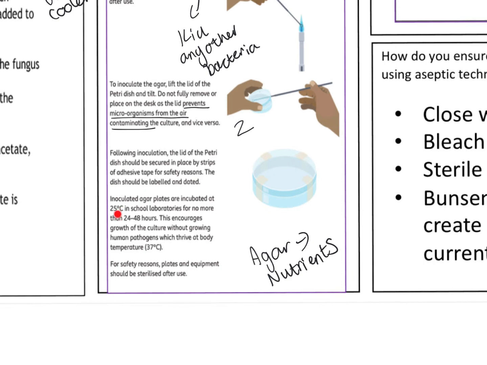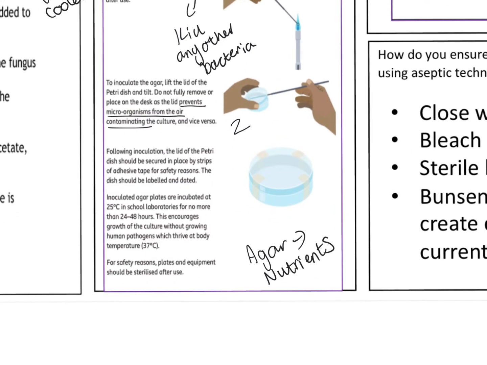A big thing in schools is we can only incubate to about 25. We don't want to go up to 37 because that would encourage human pathogens to grow. So it's always at 25 in schools. For safety reasons, plates and equipment must be sterilised before and after use. We don't want to be growing any other bacteria, which is a big thing with aseptic technique.